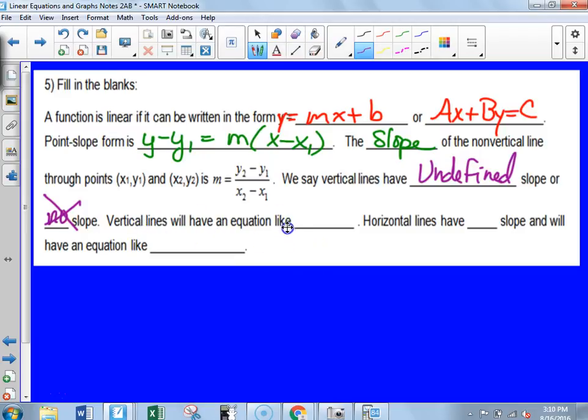Vertical lines have an equation like, give me an equation of a vertical line. x equals 5. x equals some number, exactly what I was looking for. x equals 5, x equals negative 3/25. Okay, horizontal lines have what kind of slope? 0 slope. And they look like y equals some number. All right, so that's just a quick overview of what we've done yesterday and today so far.